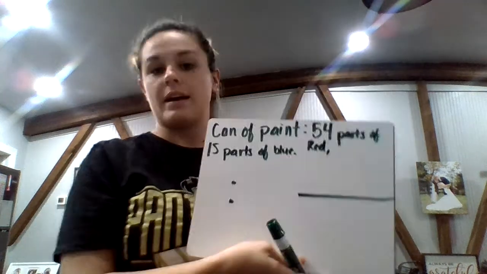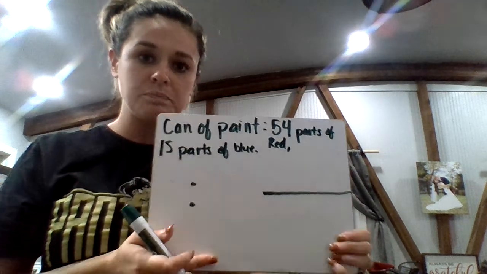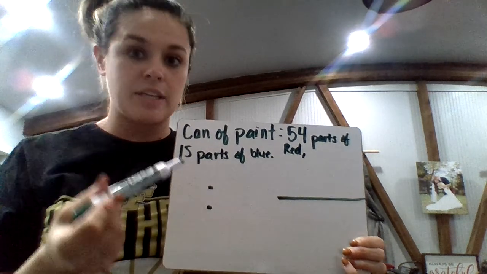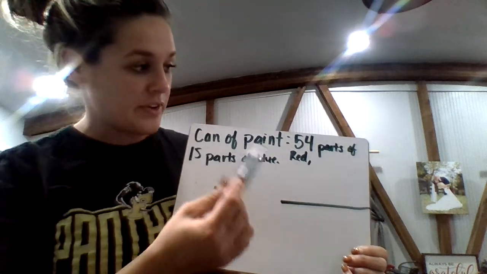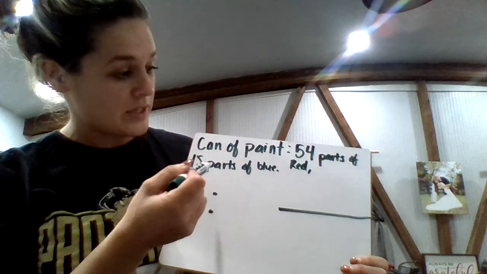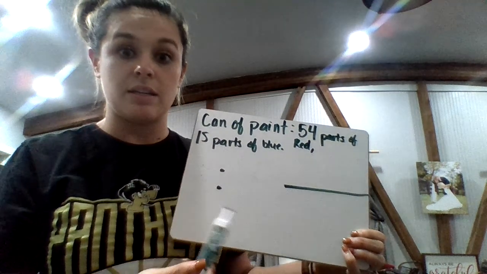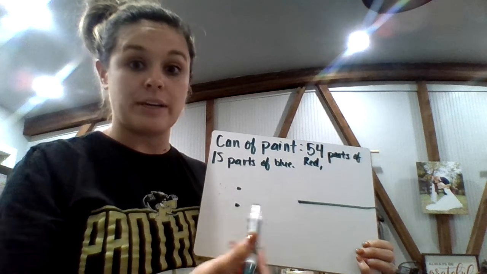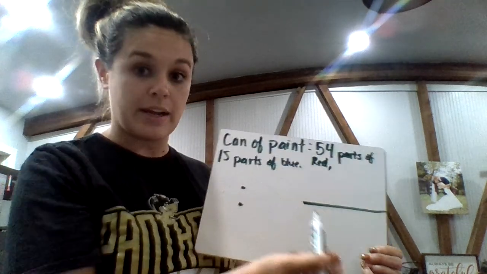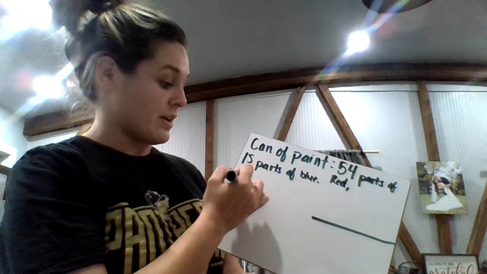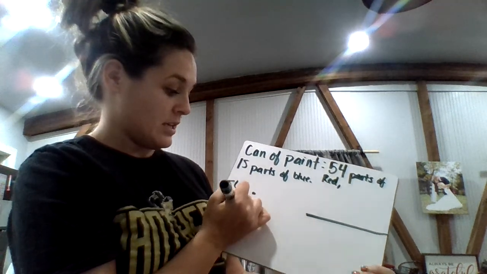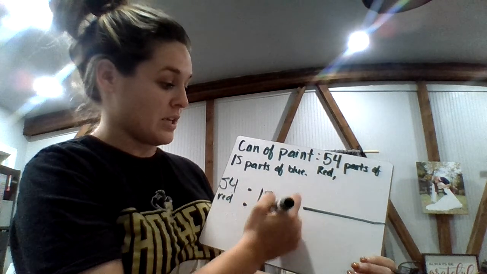Okay, so then we have some questions like this. The question's actually longer than this, but it says there's a can of paint and it has 54 parts of red and 15 parts of blue. It just wants you to set it up. This is actually 2 questions. It wants you to set it up as a ratio like this and then a ratio like a fraction. So you just need to make sure that you have 54 parts of red, and then 15 parts of blue.